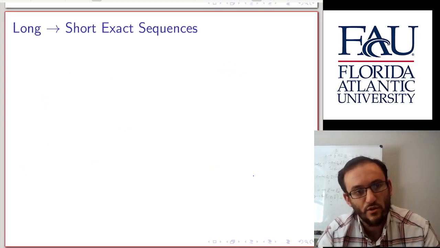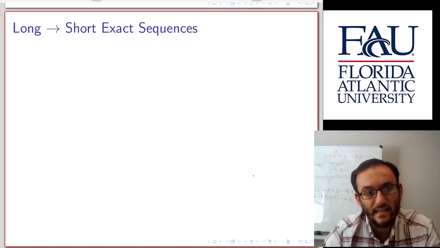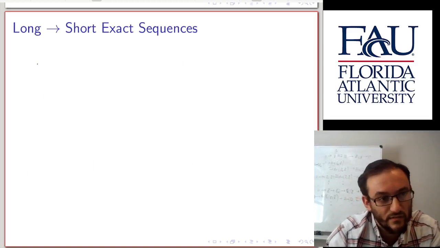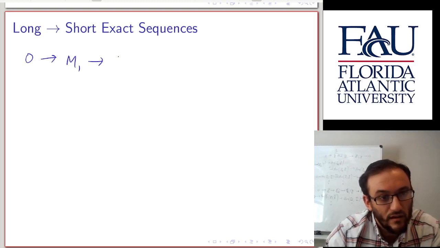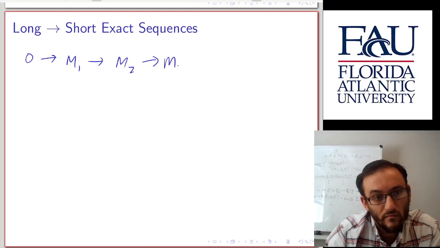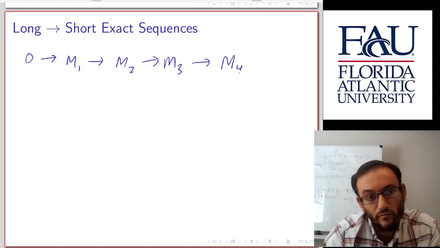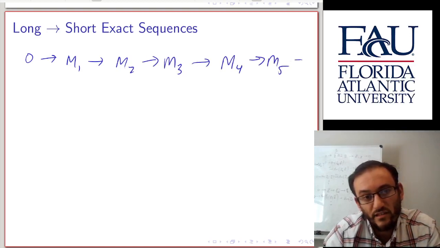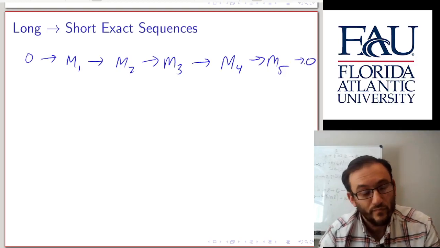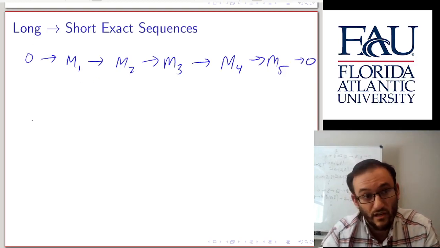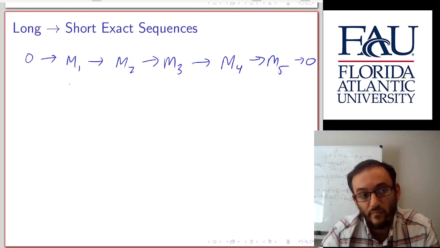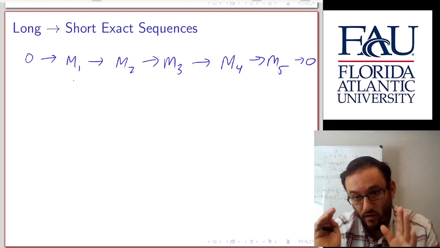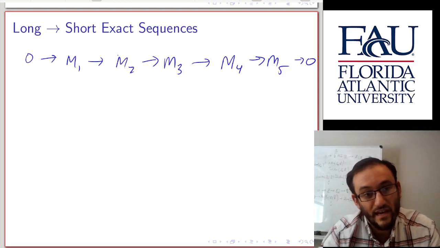Okay, and let's show how you can reduce a long exact sequence into short exact sequences. So let's say you have something like M1, M2, M3, M4, M5. Okay, that should be enough. So how can I turn this into a collection of short exact sequences? So I want it to be just 3 non-zero modules with 0 on either side.